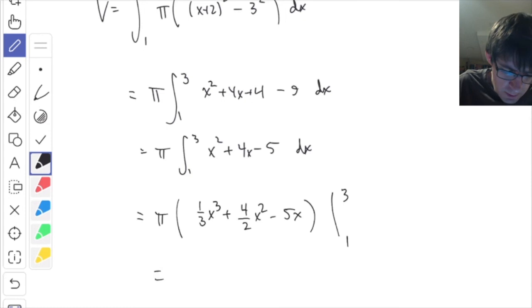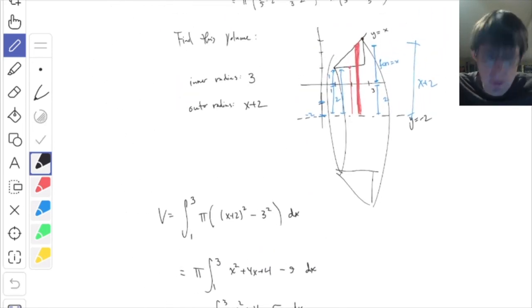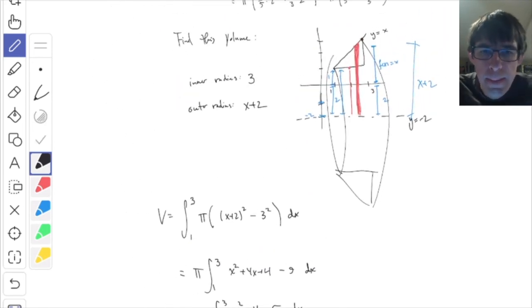Can I just say, etc.? I don't think we need to go through all the stuff at the end. The part to emphasize for my sake is the setting it up, because that's the tricky part. After you set up, I think everybody is capable of doing that integral. Any questions about the setup here? This is the volumes using washers. All right.